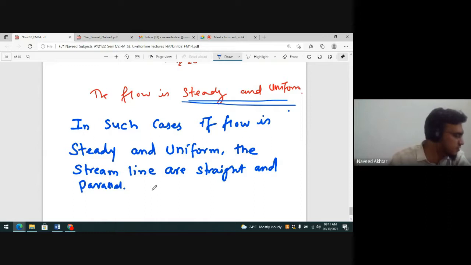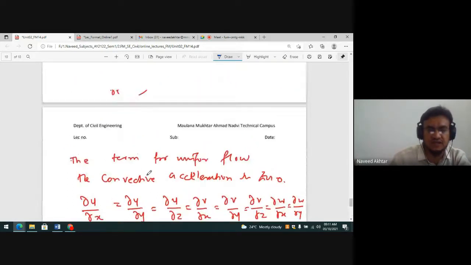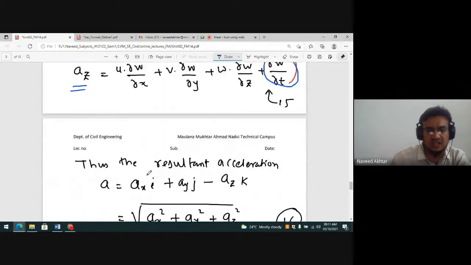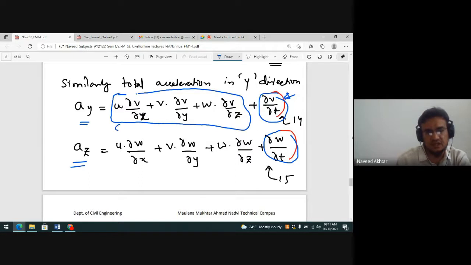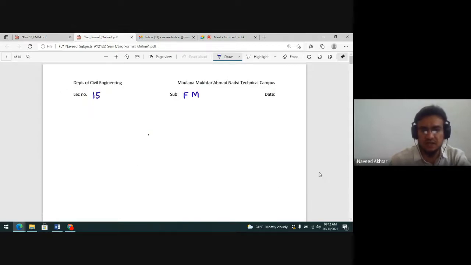There are two parts in your acceleration field: one is the local acceleration, and the other is the convective acceleration. In this equation, the term dou v by dou t is the local acceleration, and the terms with respect to space are called convective acceleration. So this we have completed in the previous class. Based on this, we can solve an example so that you can understand.